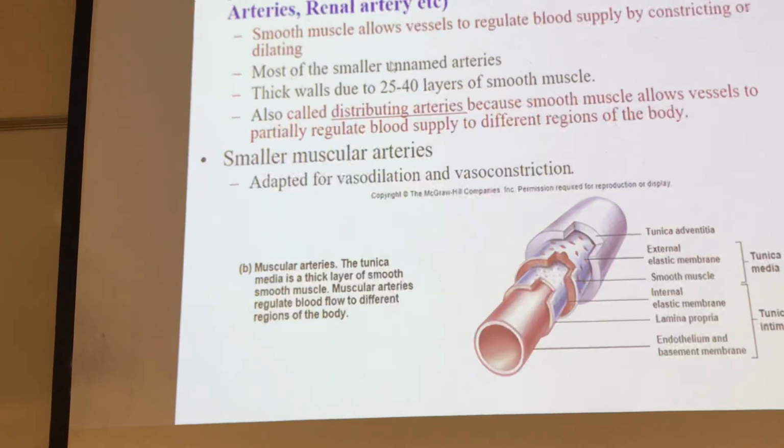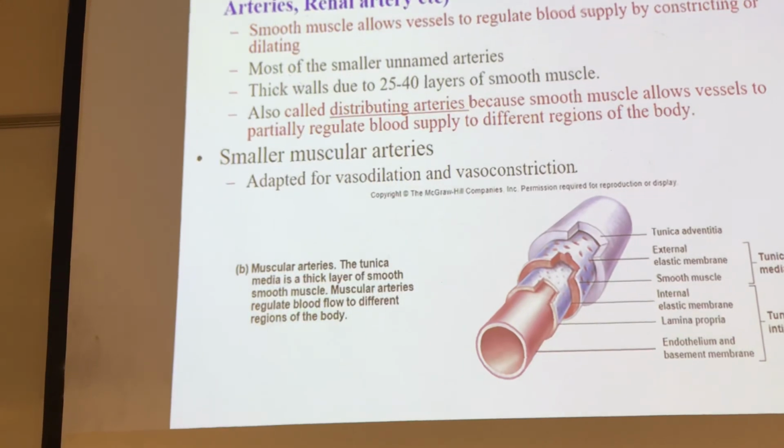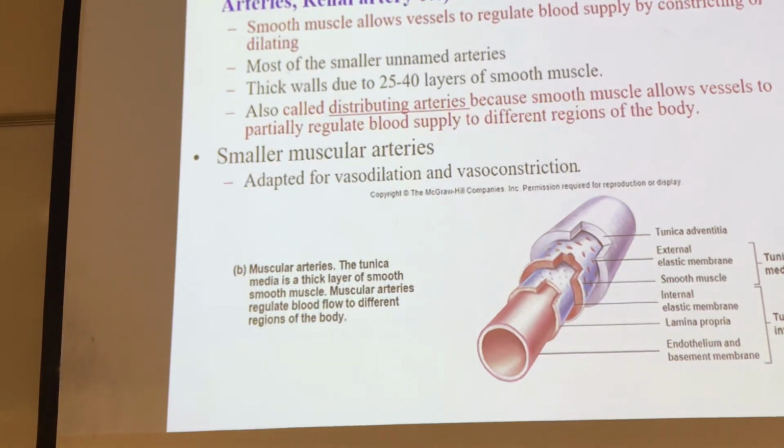But that's what we mean by pressure reservoir. Now the next one, muscular arteries. There are a lot of them, and they're named after the organ they go to: hepatic artery, gastric artery, renal artery, superior and inferior mesenteric artery. We haven't talked about any of these yet, have we? Well, we will tonight. These arteries contain a lot more smooth muscle.